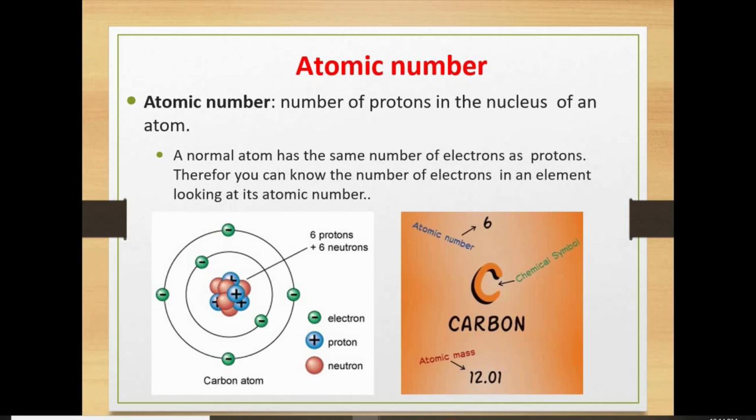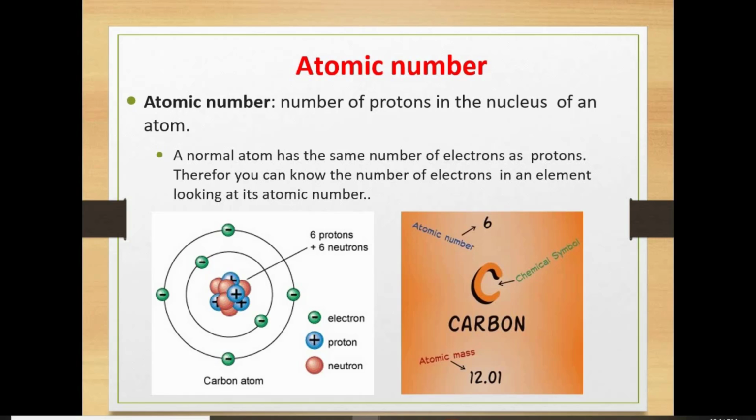Then we have something called the atomic number and the mass number. What is the atomic number and what is the mass number? We know that we have 117 elements in the periodic table. Each element has a specific symbol. As an example, we have here carbon, and its symbol is C. As you can see, carbon has atomic number 6 and atomic mass 12.